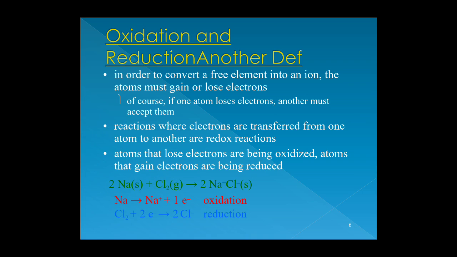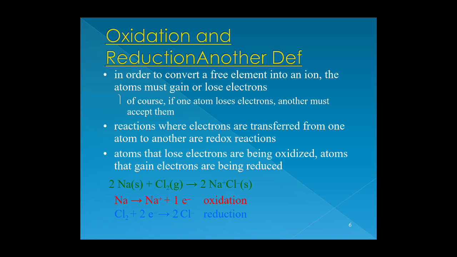In order to convert a free element into an ion, the atom must gain or lose electron. Of course, if one atom loses electron, another must accept them. Reactions where electrons are transferred from one atom to another are redox reactions. Atoms that lose electron are being oxidized. Atoms that gain electron are being reduced. In our classical definition, what is the oxidation? Addition of oxygen. But in the modern definition, when an atom is giving the electron, it is the oxidation.